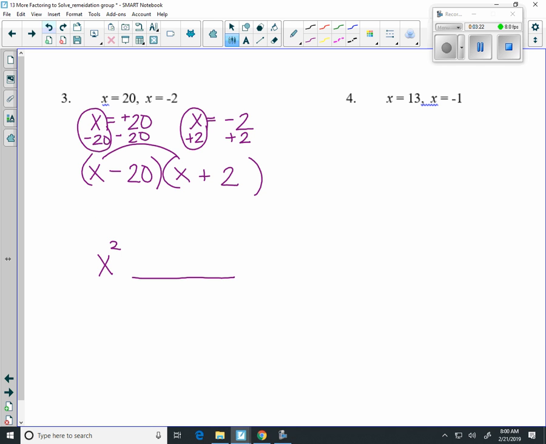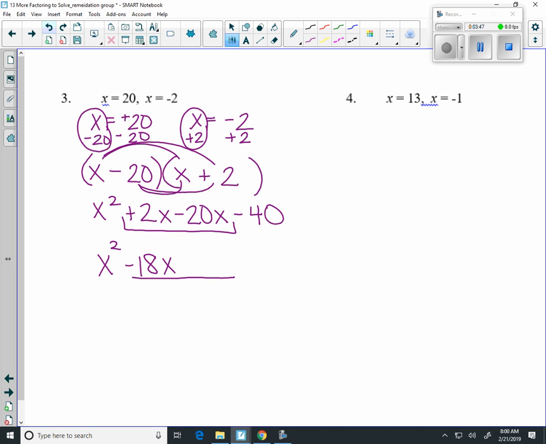X times x is x squared. X times 2 is 2x. Negative 20 times x is negative 20x. Negative 20 times 2 is negative 40. And any of that you need to do on a calculator is just fine. And then 2x minus 20x is negative 18x. And then I need to bring down that negative 40. So again, factored form up here, standard form down here.